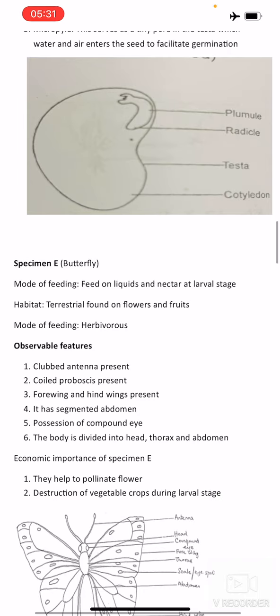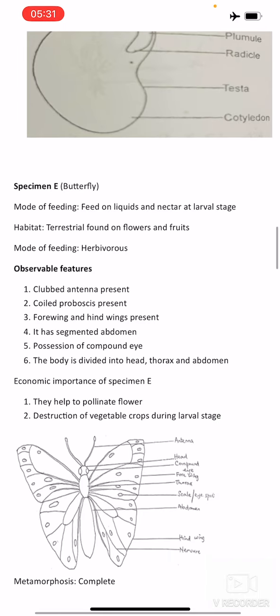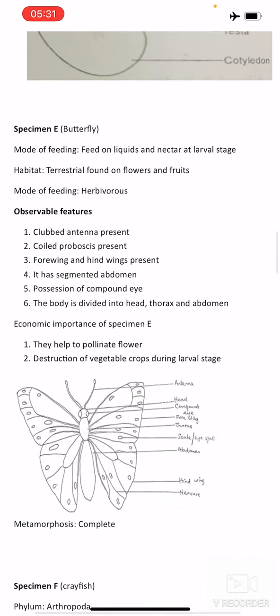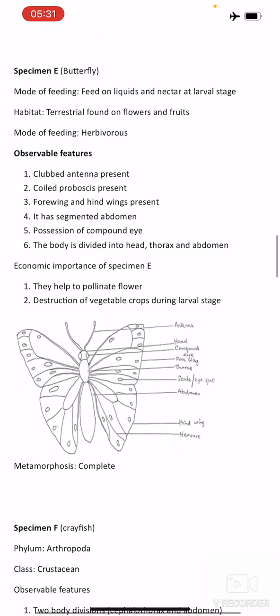So specimen E is butterfly. The mode of feeding, they feed on liquid and nectar at the larval stage. The habitats, they are terrestrial and found in flowers and fruits. And their mode of feeding is herbivorous. They eat plants. So we can see some of the observable features that I mentioned there.